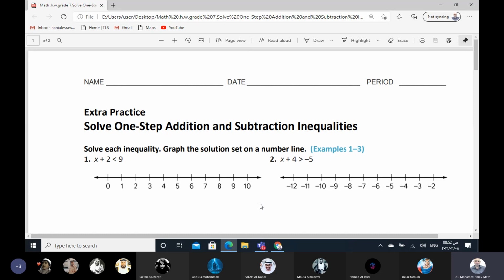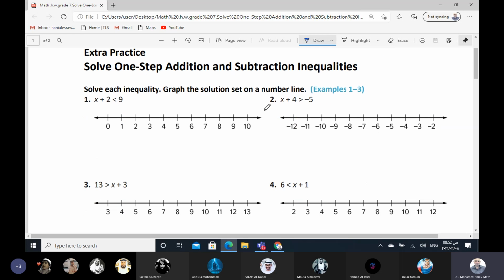Math, grade 7. We are in Module 7, the first lesson, solve one-step addition and subtraction inequalities. Today we have extra practice. The question now: solve each inequality, then graph the solution set on a number line.